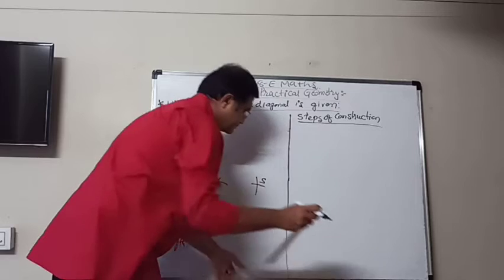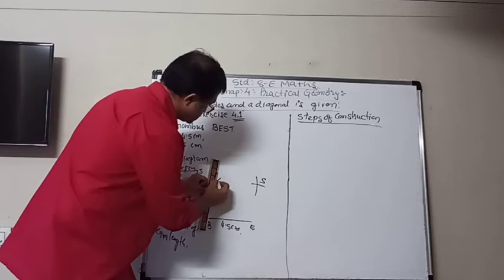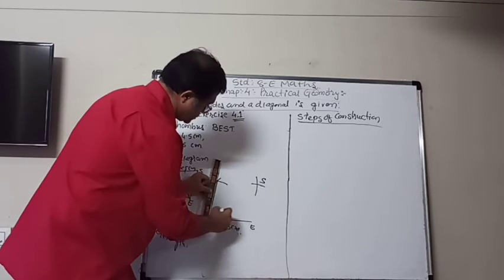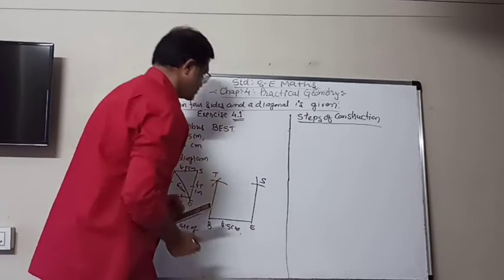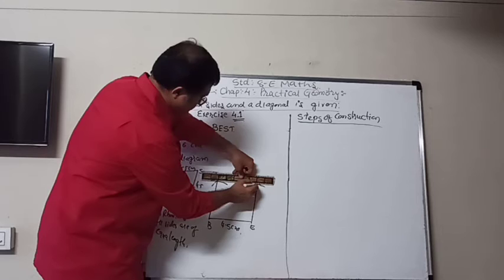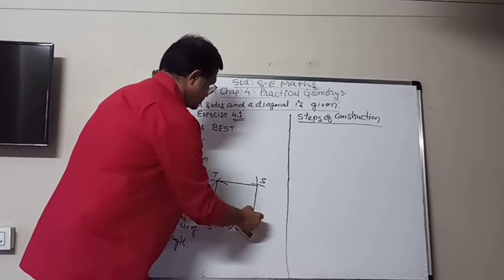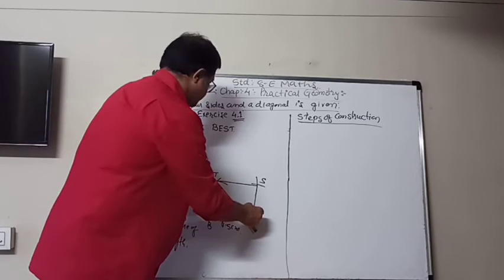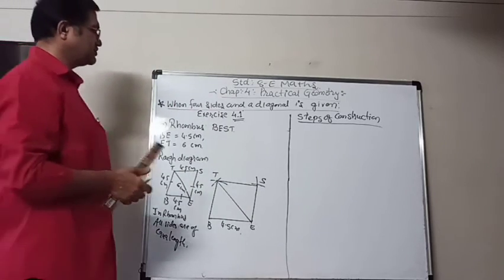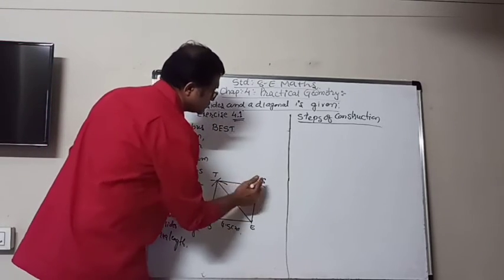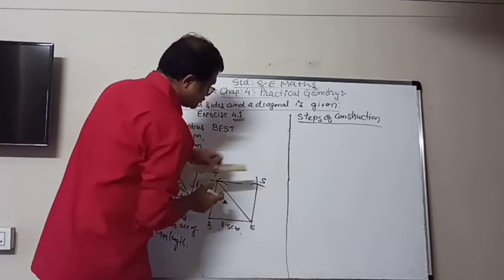Now you have to join. Join BT. Join S. And join this one. And also your diagonal which was given. And hence your quadrilateral is ready. It will lose your arc.